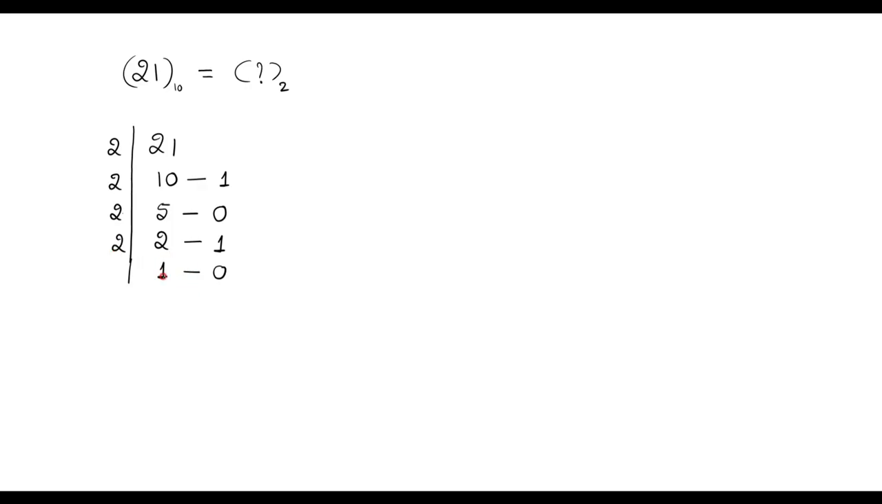Once this process is done, now we need to represent these remainders from here in bottom to up fashion. That is, in this order we need to write these numbers. Therefore I can write 1 0 1 0 1. So this is the binary representation of the given number 21. Therefore 21, which is in decimal, is equal to 10101 in binary.